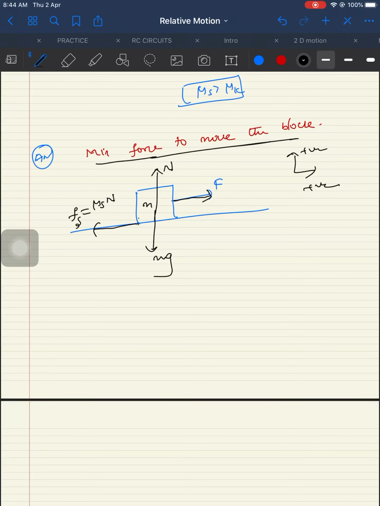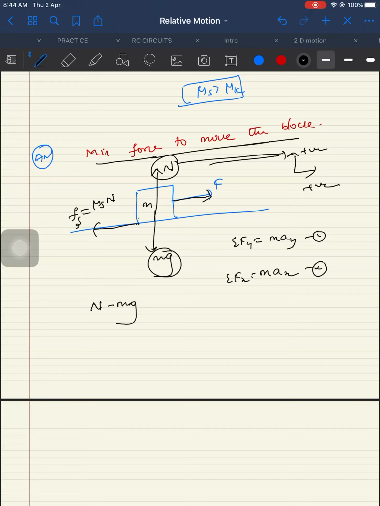Now if we write the equations, the body is not going upward, so the vertical acceleration is equal to 0. We generally write sigma Fy is equal to m into ay, and sigma Fx is equal to m into ax. First, the acceleration in the y direction is equal to 0. N is in the upward direction, so it is plus N, and mg is in the downward direction, minus mg. Sigma Fy, the sum of the forces, is equal to m into ay, which is 0. We got N is equal to mg. Okay, one statement we got.